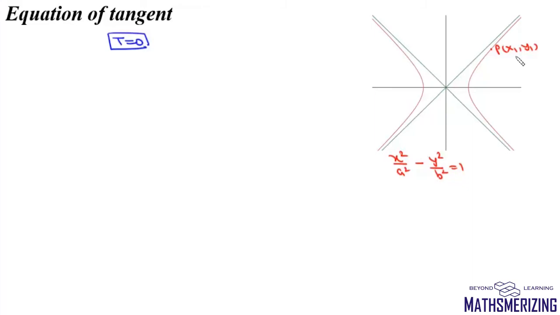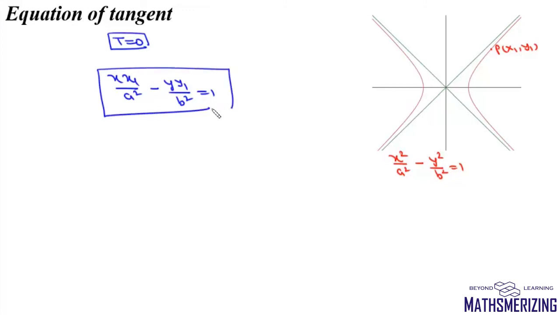Now in this case, if we write T equals 0, it'll simply be x x1 upon a square minus y y1 upon b square equals 1, and that is our second equation of tangent. So if we are given a point on hyperbola, we can simply write this equation as T equals 0. So that's our point form of tangent.